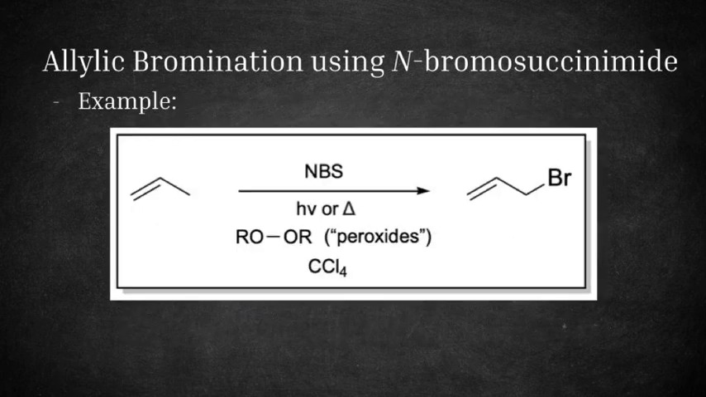Consider the following reaction. When propylene is treated with N-bromosuccinimide, NBS, in the presence of light or heat, peroxides, and carbon tetrachloride, CCl4, the reaction proceeds via allylic bromination, yielding 3-bromopropene as the product. In this reaction, light or heat provides the energy to break the O-O bond in the peroxide, producing radicals that initiate the free radical chain mechanism. These radicals help generate bromine radicals from NBS, which then perform the hydrogen atom abstraction step at the allylic position. Carbon tetrachloride, CCl4, serves as the solvent for the reaction.